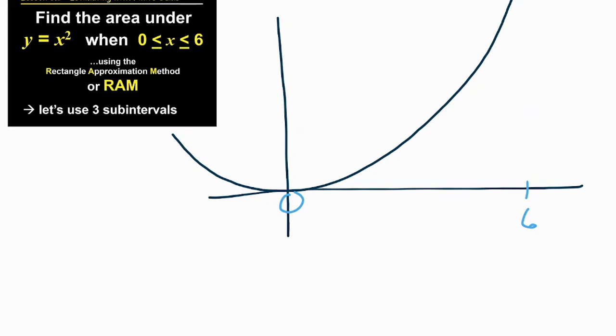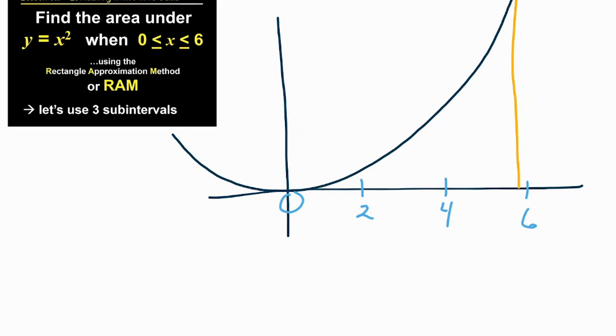So that means I need to divide up my space equally, right? I got to divide it up equally. Now there's going to be 3 subintervals, so I hope that each one of them is 2 units from the previous or to the next. So that means I'm going to have a rectangle from 0 to 2, from 2 to 4, and 4 to 6. I've got 3 subintervals.